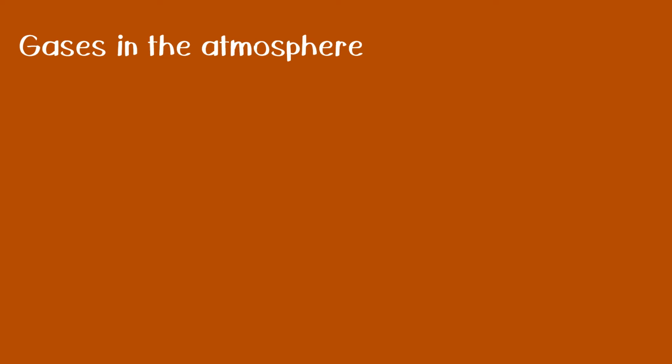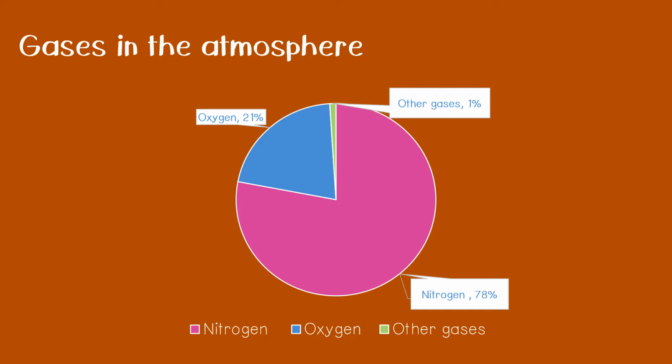So we've talked about the layers of the atmosphere, but now we need to know what type of gases make up that blanket around the earth. I've created a little pie chart and I want you to look at this pie chart. What do you notice? What do you see? We have a big chunk over here, then we have a semi big chunk, and then we have a small chunk.